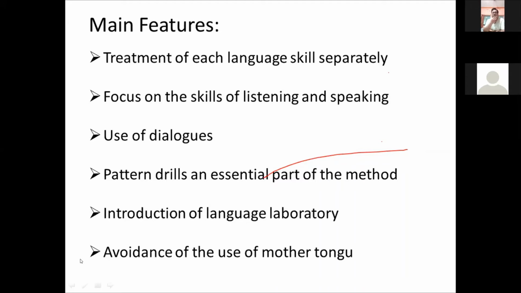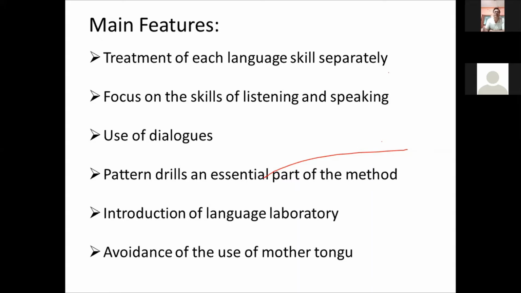Now, the first feature of this audiolingual method is the treatment of each language skill separately. Previously, it was felt that language is a unified whole, but here the language is divided into several skills: listening, speaking, reading, and writing. And all these skills have to be separately developed, separately taught, and separately practiced in order to enable a student to master any target language.